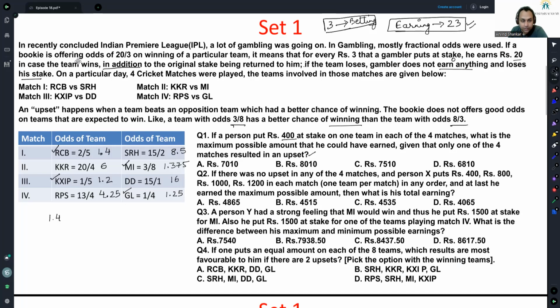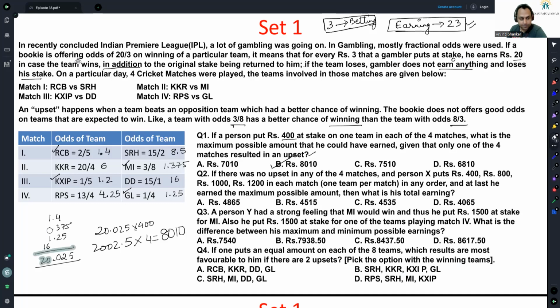So 1.4 return, 1.375 return, 1.25 return, and 16 return. Let me add it up. I get 20.025. So this is the total return for 400 for each of the 4 matches. So 20.025 into 400 I have to do. Now this is 2002.5 into 4. So this basically gives me 8010. Option B. We have the first answer. This is the maximum amount he could have won.